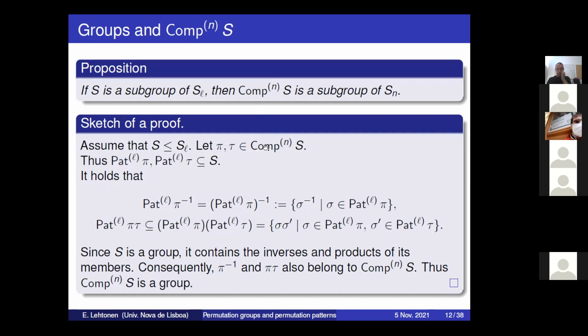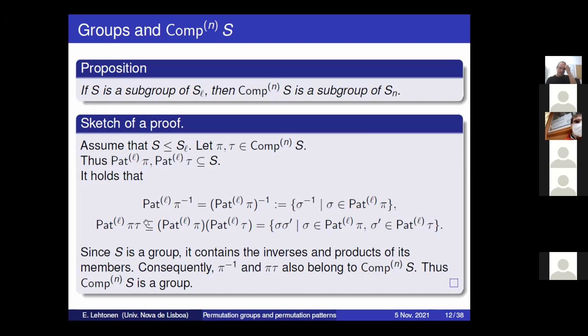So by the definition of Comp_N, the set of L-patterns of pi and tau are contained in S. And now let's see what we can tell about the patterns of the inverse of pi and the patterns of the composite of pi and tau. Well, the set of L-patterns of the inverse of pi, it is well known that the pattern involvement relation preserves inverses. So this will be the set of inverses of patterns of pi.